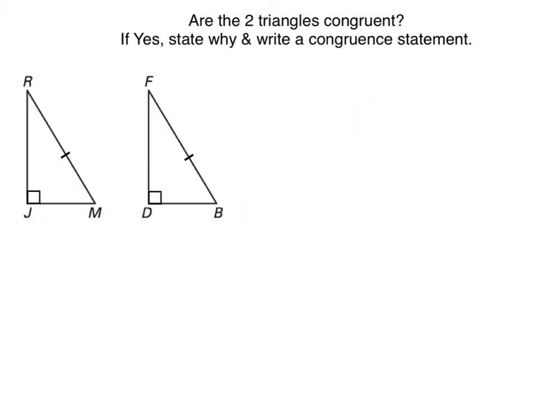All right, now this next example, right away, I'm starting off, I see 90 degrees, and I see 90 degrees, so I have my 90-degree angle. In this case, I could say angle J is congruent to angle D, or you could write all three angles. You could have written angle RJM is congruent to angle FDB with the congruent statements.